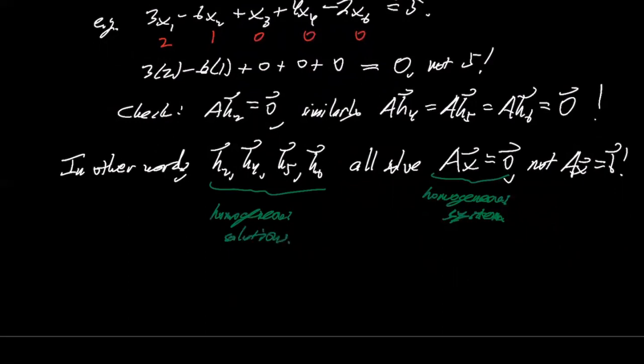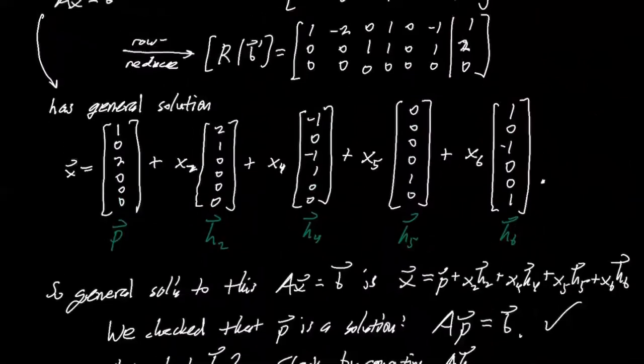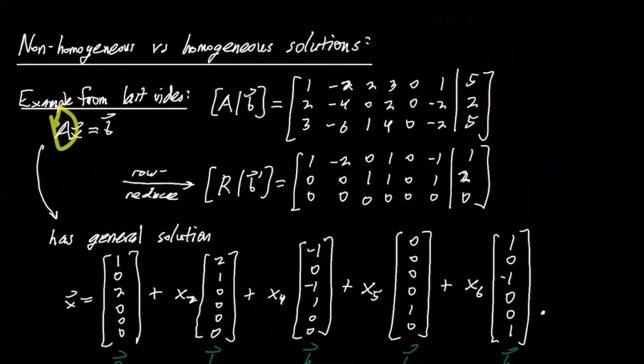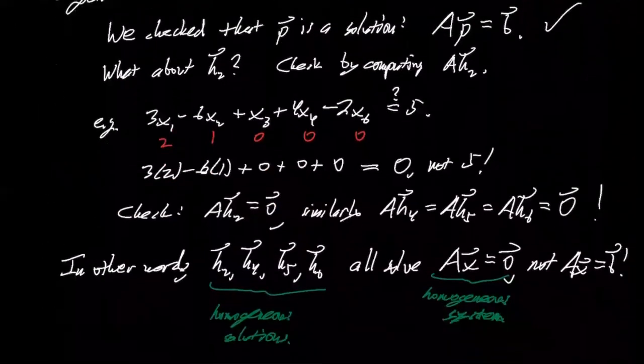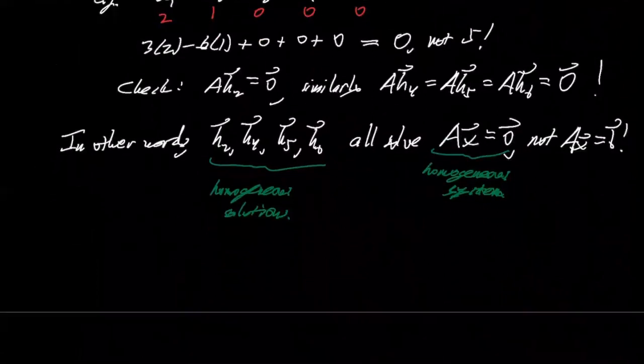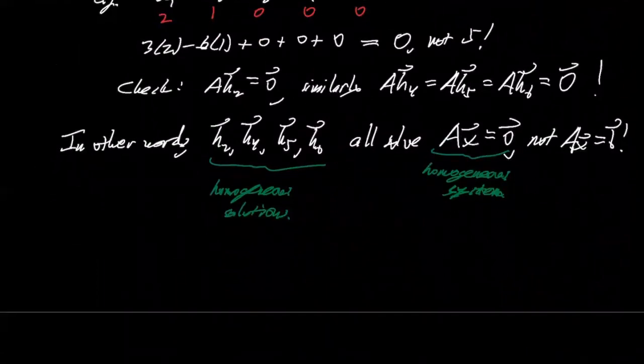This is something to do with A. It's like saying, well, forget about B for a second, forget about the vector B. If we just think about this matrix A and forget about the vector B, then homogeneous solutions are the solutions to AX equals 0. Now, this is not so surprising. You might ask, why did that happen?